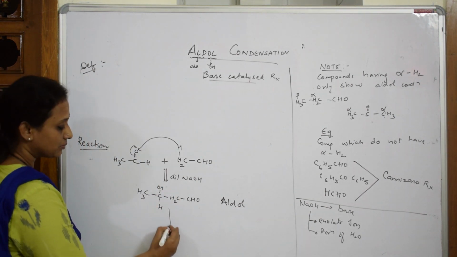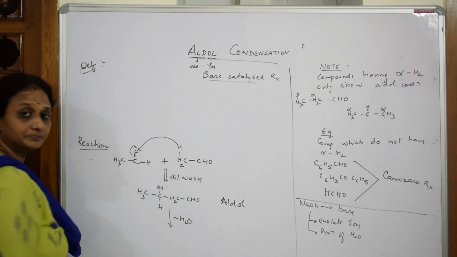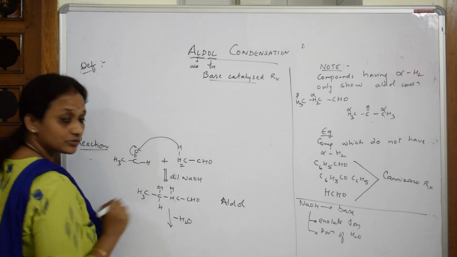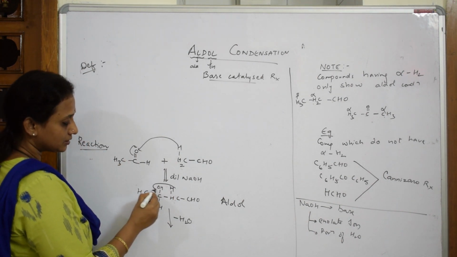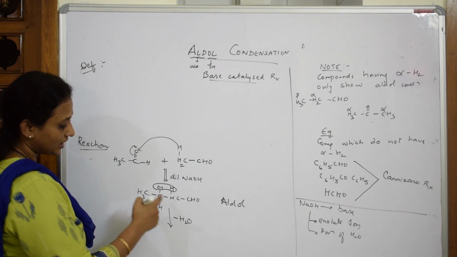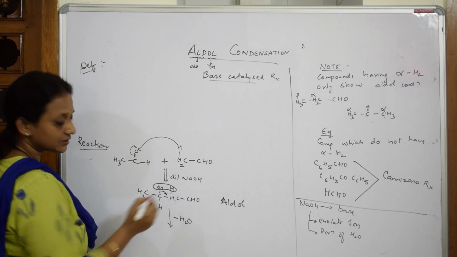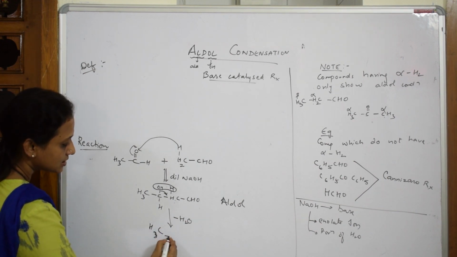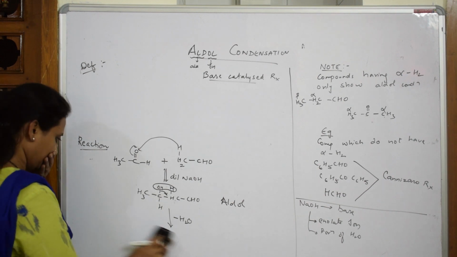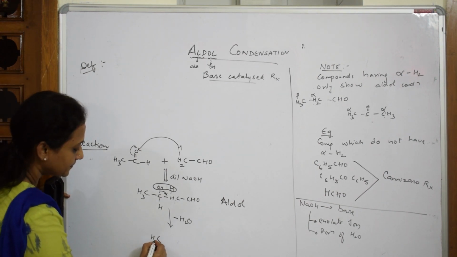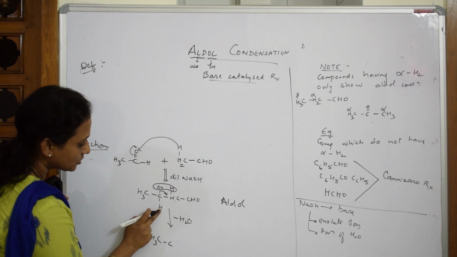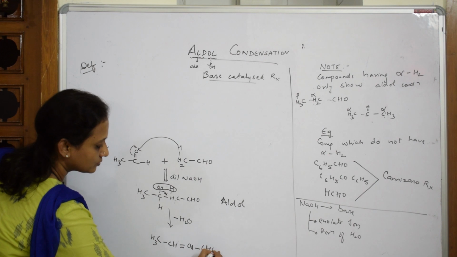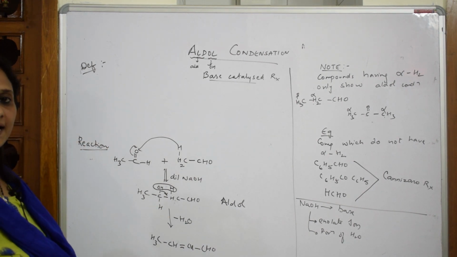Now after this, remember, this removal of water. Hydrogen from here, now there are 2 hydrogens, isn't it? Now I'm going to take that hydrogen out. Hydrogen from here and OH from here gets eliminated, right, with this bond, and the bond shifts here. What does this look like? CH3 CH, double bond CH CHO, right? You have got an alkene, right?